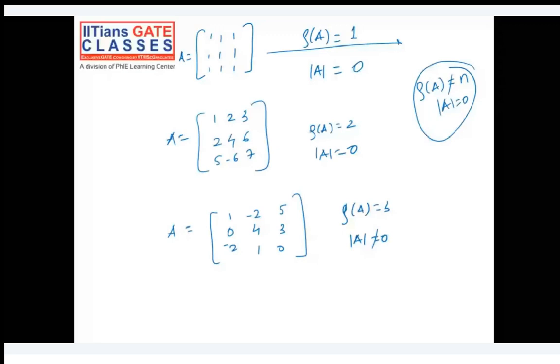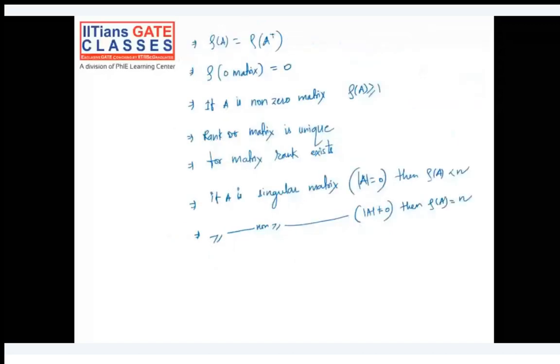Okay, let's try to consolidate all these things into a single slide. The first point is that rank of matrix A and A transpose is the same. So if you take A or if you take A transpose, rank is going to be the same. Indirectly, what we are saying is, if you perform row operation or column operation, it's the same. But in simple words, we have practice of performing the row operation, so we'll follow it. But ultimately, if you perform the rank calculation for A or A transpose, it will be the same. Rank of 0 matrix is 0.